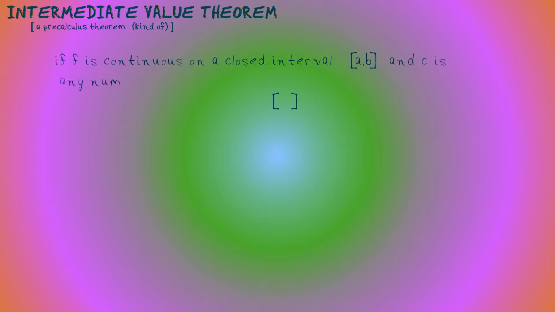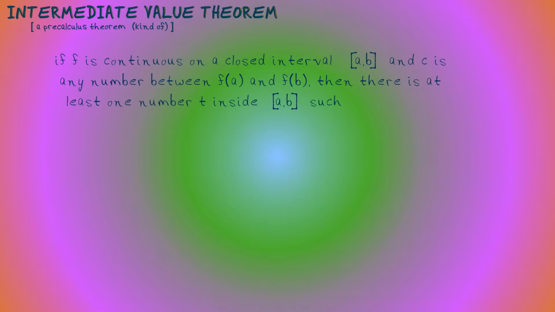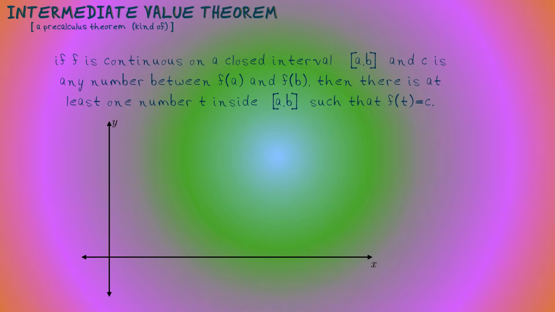So its statement formally says if f is continuous on closed [a, b], that means we include the endpoints, and we're going to claim that c is between f(a) and f(b), then there's some number t that lives inside the interval [a, b] such that f(t) is equal to c. So it's a little bit confusing, so a picture might help out here.